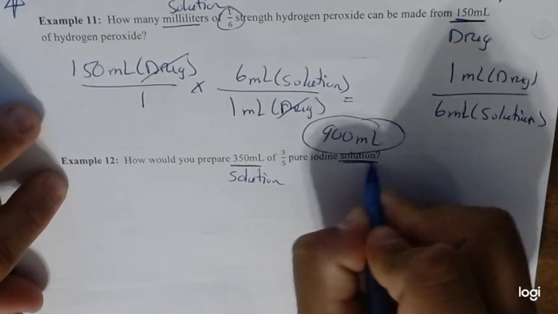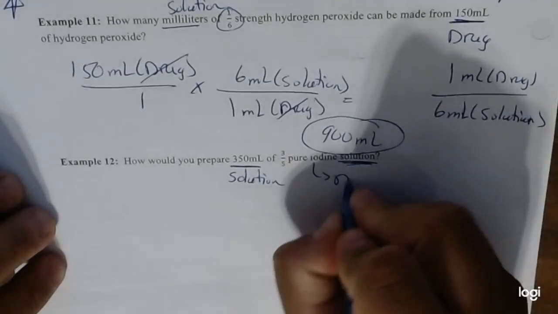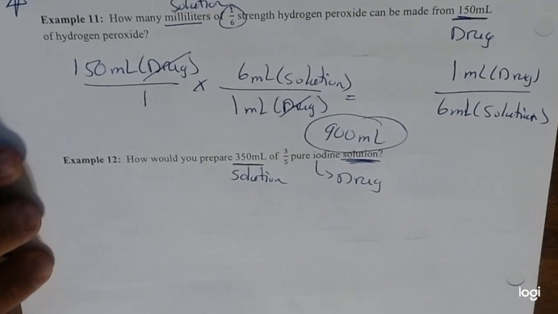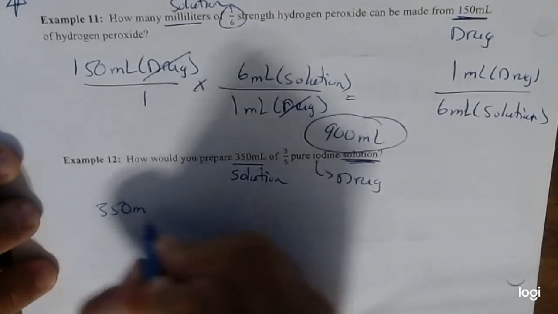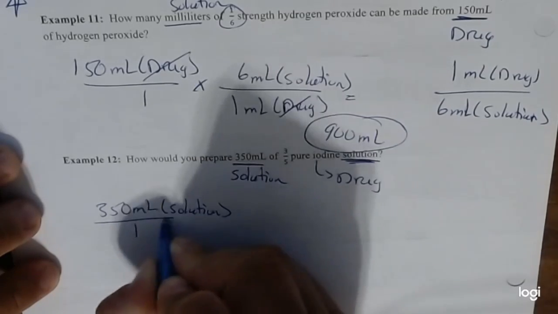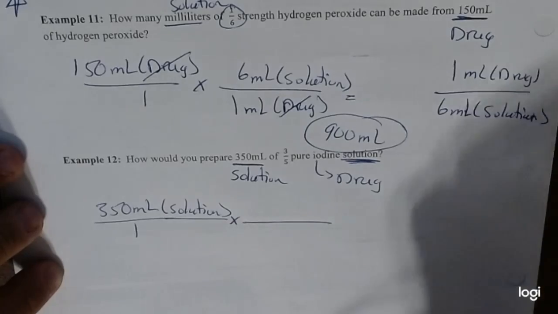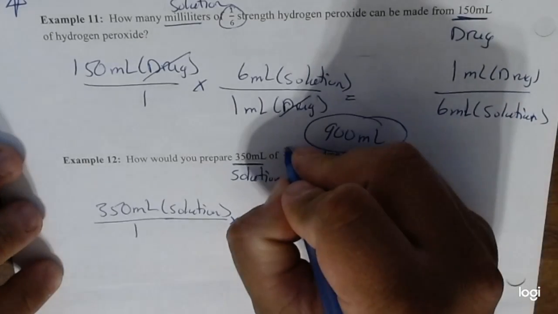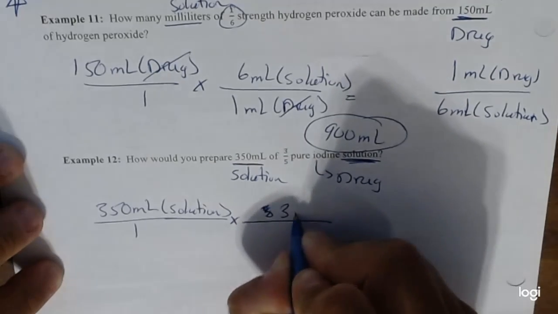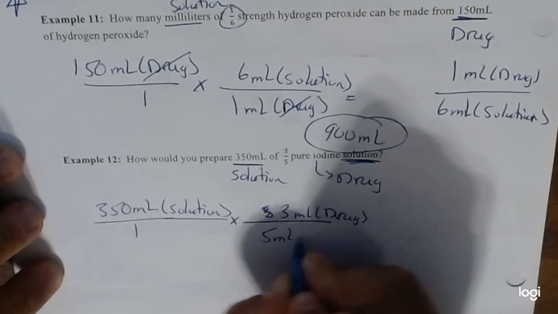Here was your hint, right? At the very end it says solution, which means we want pure iodine, we want drug. In this case, the complete opposite of the last question here. Okay? So we're given 350 milliliters of solution, times 3/5. So that means it's drug over solution. So we need drug on top. So 3 milliliters of drug over 5 milliliters of solution.